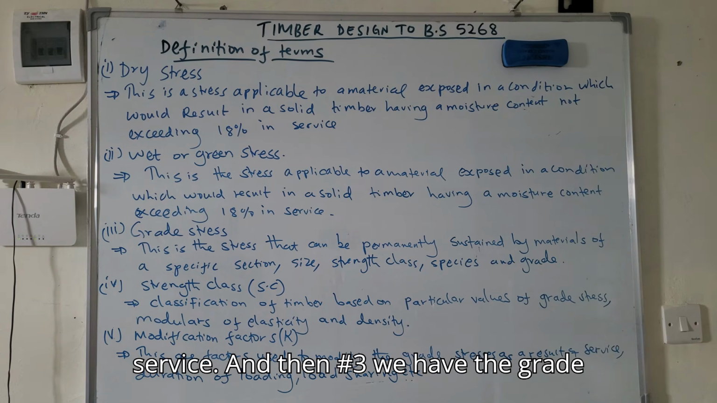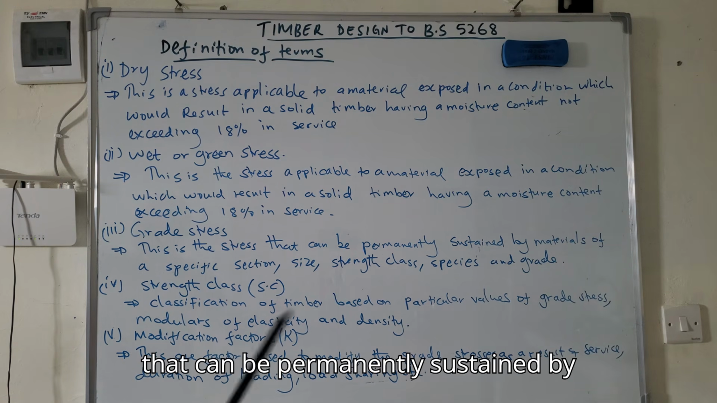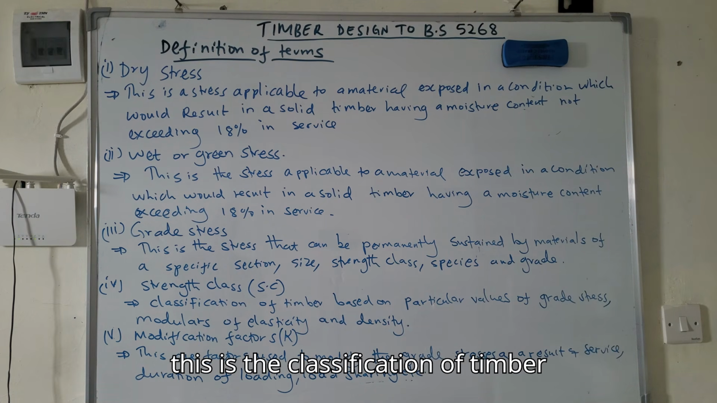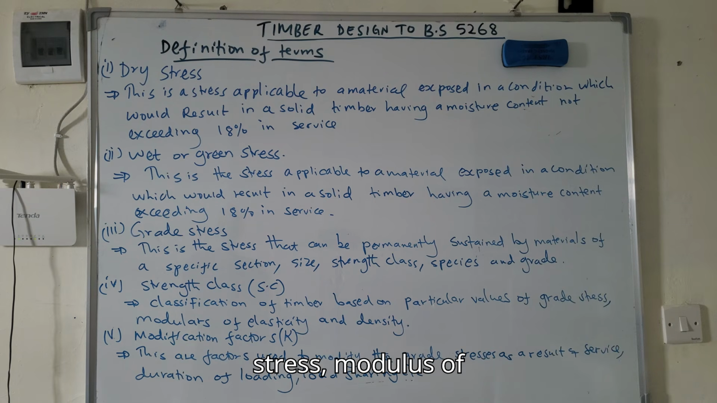And then number three, we have the grade stress. This is the stress that can be permanently sustained by a material of a specific section size, strength class, species, and grade. And then we have strength class or SC. This is the classification of timber based on particular values of grade stress, modulus of elasticity, and density.